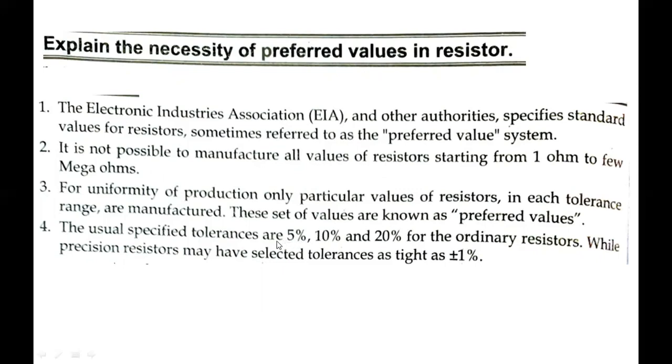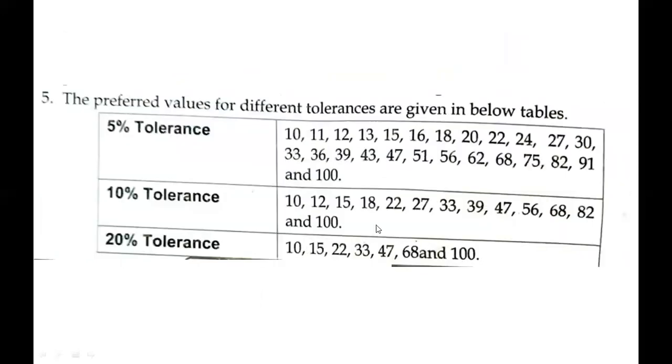The usual specified tolerances are 5%, 10%, and 20% for the ordinary resistors, while precision resistors may have selected tolerances as plus or minus 1%. The preferred values for different tolerances are given below. So 5% tolerance, these are the values. 10%: 10, 12, 15, 18, etc. 20% tolerance, these are the values.